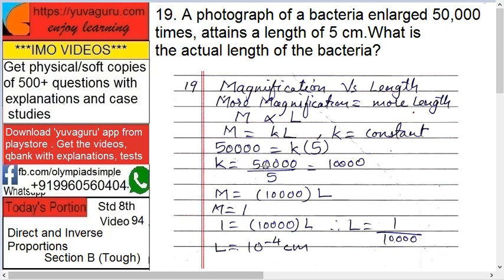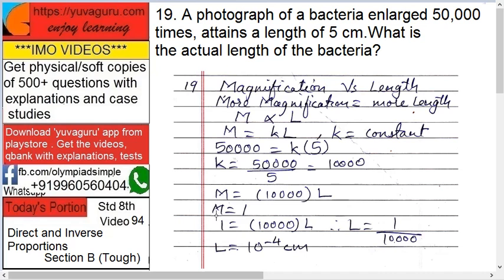So, K equals to what? 50,000 upon 5. 5 on this side. So, it becomes 10,000. Therefore, M equals 10,000 into L. Now, what we have? L is 5 centimeter. Firstly it was 5 centimeter.